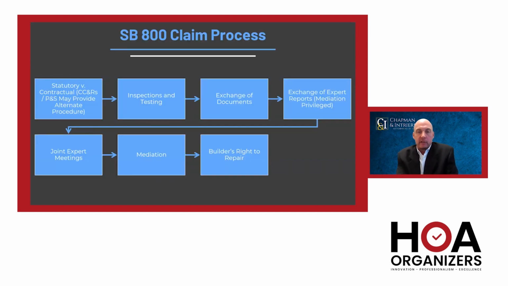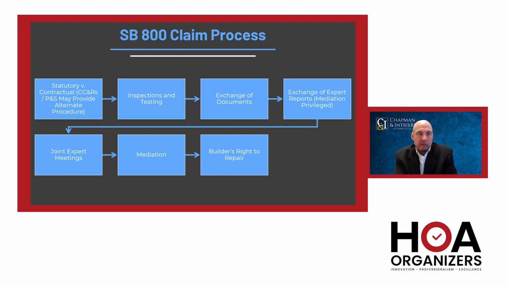So the SB 800 claim process: the statutory language provides a default process, but you should also look at your CC&Rs or your purchase and sale agreements because they may modify the default process. The builders can have their own contractual procedures as well, and sometimes they do that. Oftentimes, they just defer to the default process.